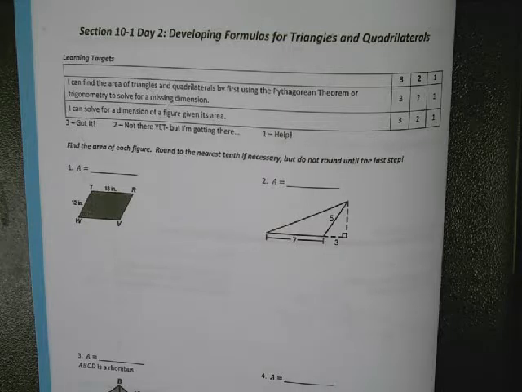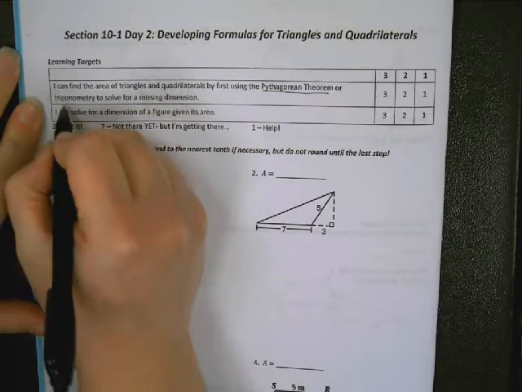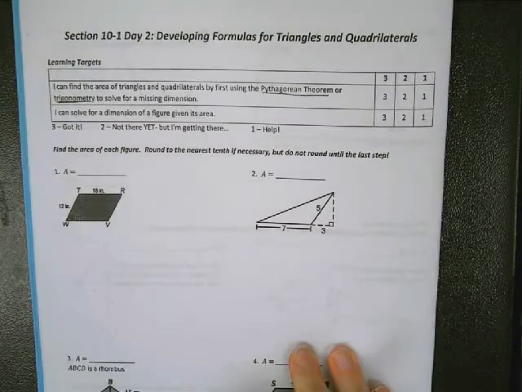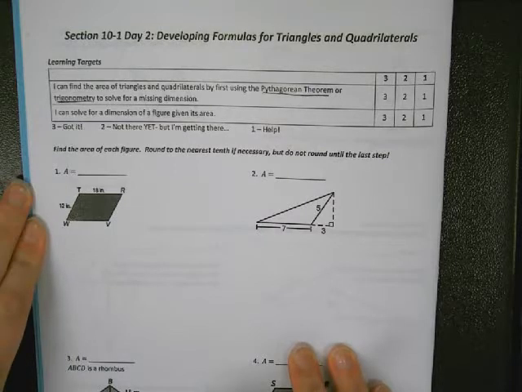So if you take a look at your learning targets, it says I can find the area of triangles and quadrilaterals by first using the Pythagorean theorem or trigonometry to solve for a missing dimension, and I can solve for a dimension of a figure given its area. So that's the same as what we did the other day, but today we're going to really focus on using some Pythagorean theorem or trig in order to find the areas of different shapes. All right, so let's take a look here.